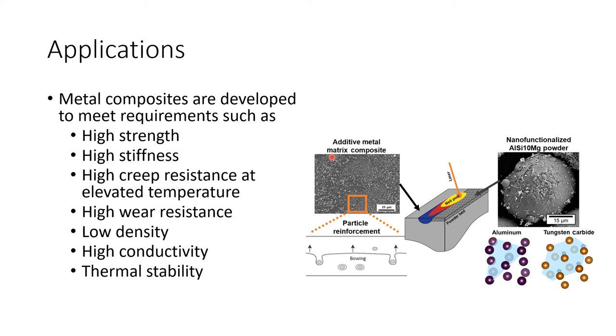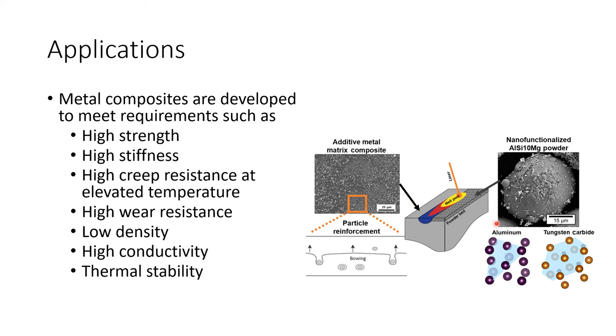So metal composites are developed to meet requirements, and we want all of that, because they're important to the applications where we want to use these composites. So they are high strength, high stiffness, high creep resistant at high temperature, and high wear resistance. You don't want everything wearing out in a short time. You want it to stay a long time. Low density, for aerospace products that need this because they have to go through space. And then low density, high conductivity and thermal stability.